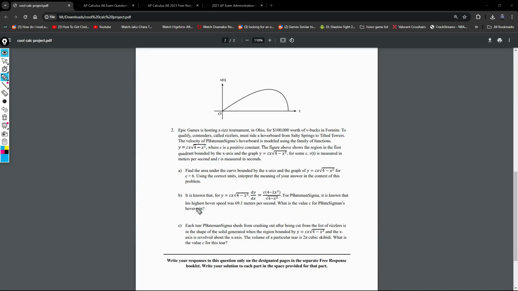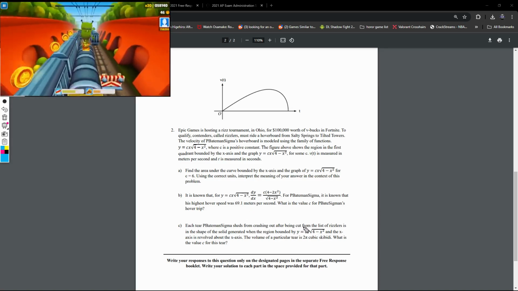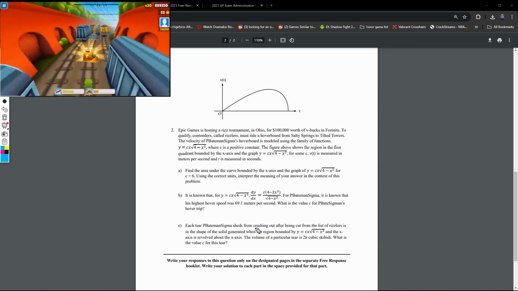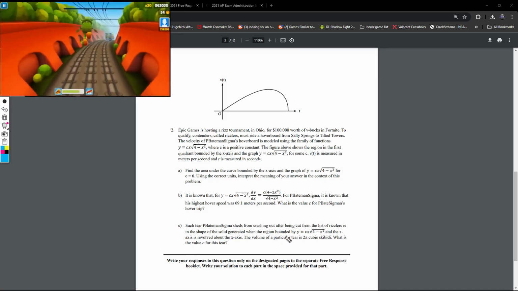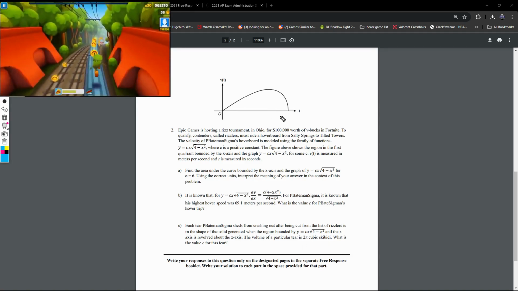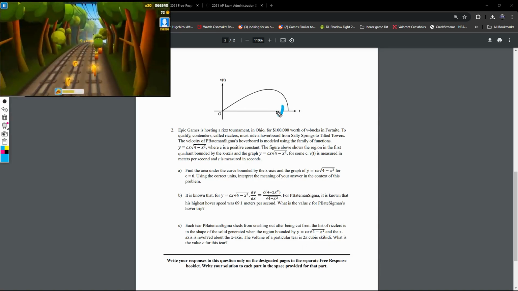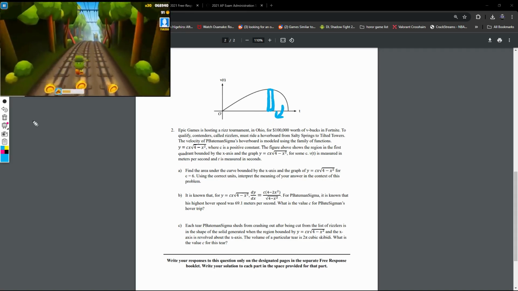Okay, so pretty easy one right there. Each tear P Bateman sigma sheds from crashing out after being cut from the list of Rizzlers is in the shape of a solid generated when the region bounded by y and the x-axis is revolved around the x-axis. The volume of the particular tear is 2 pi cubic skibidi. What is the value of c for this tear? So we've done at least 100 billion of these dishwasher problems leading into the test.